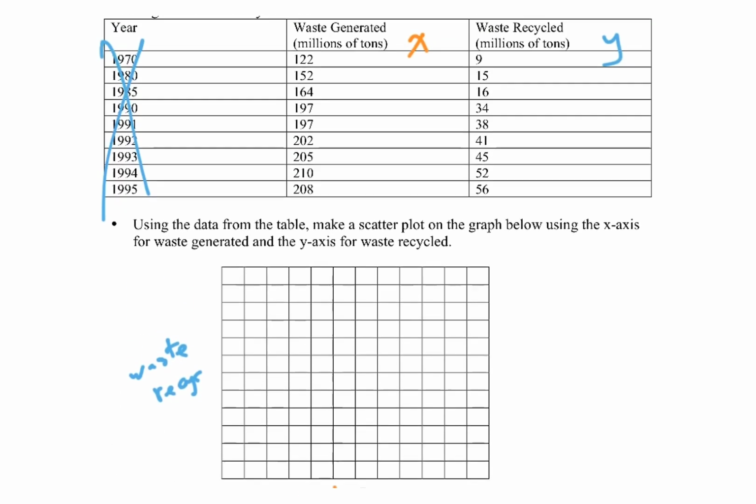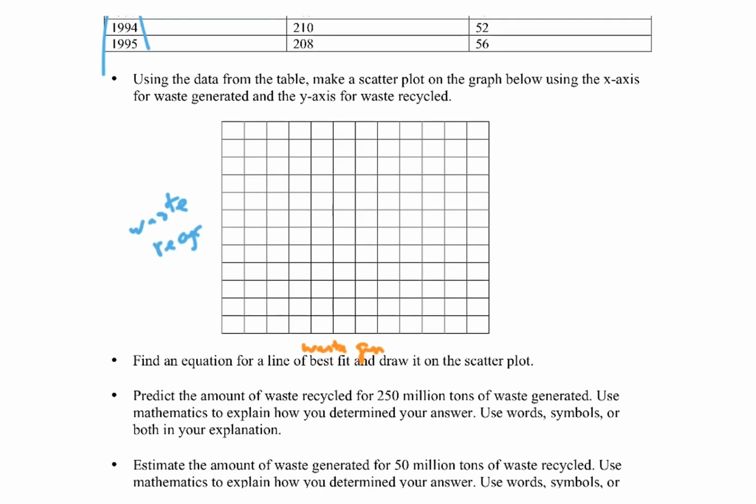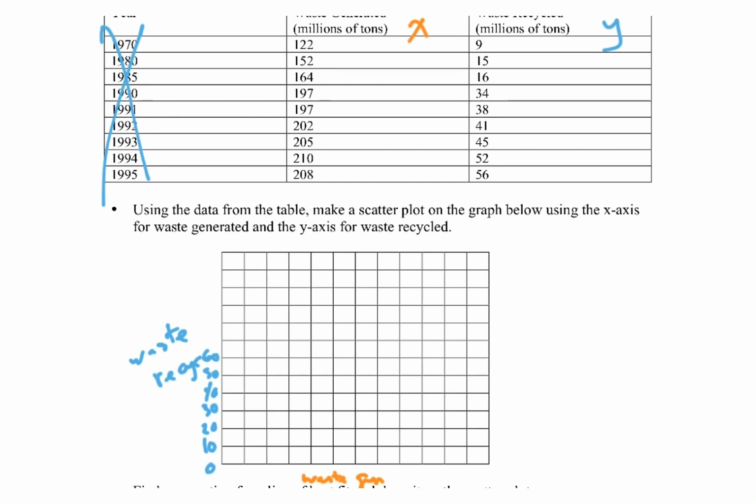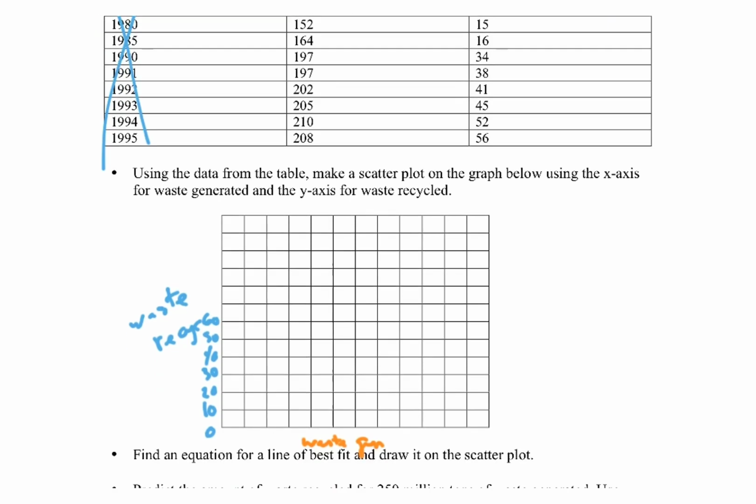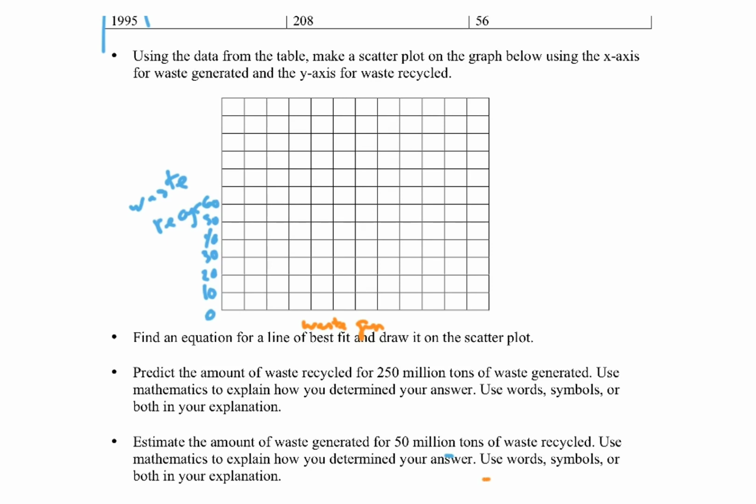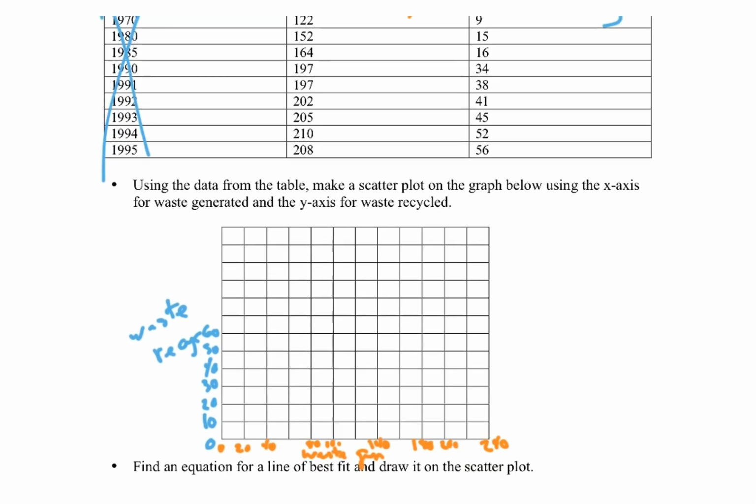Okay, now it looks like on recycled we go from 9 to 56. So maybe we count by tens. So 0, 10, 20, 30, 40, 50, 60. And then on the other one, we go from 122 to 208. Okay, so maybe we count by 20s. So it's 0, 20, 40, 60, 80, 100, 120, 140, 160, 180, 200, 220, and 240. All right, then we plot the points.